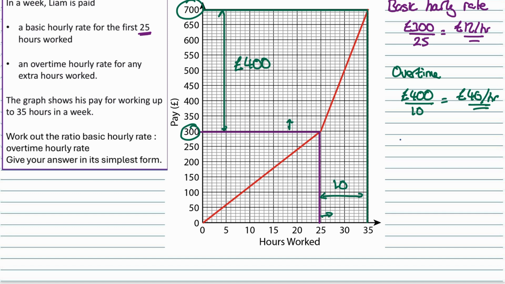So with a ratio of basic to overtime, we'll have 12 to 40. And then we can simplify this. We'll divide both by 4. And we'll get a simplified ratio of 3 to 10. Okay? How did you get on with that? Let's try the next question.